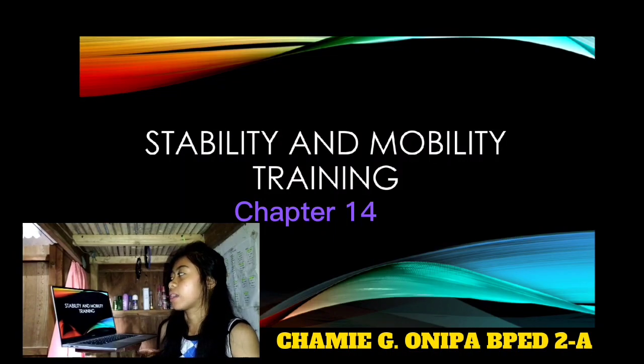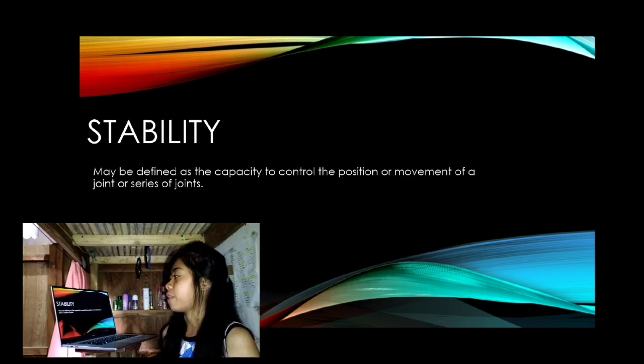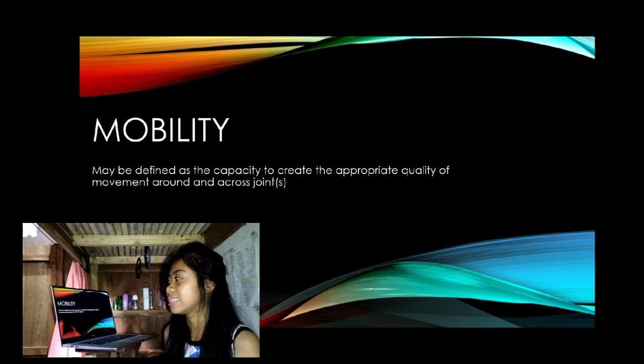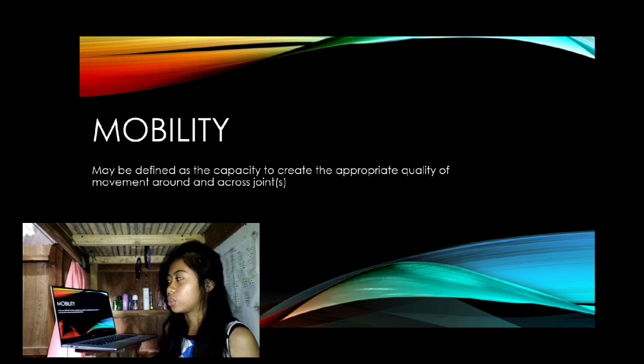The topic we'll be discussing today is all about the stability and mobility chain. Stability may be defined as the capacity to control the position or movement of a joint or a series of joints. And mobility may be defined as the capacity to create the appropriate quality of movement around and across a joint or joints. To further explain the relationship between stability and mobility, let's all watch the video.